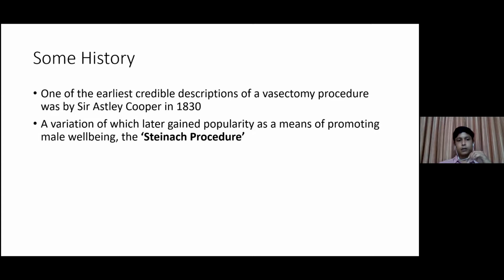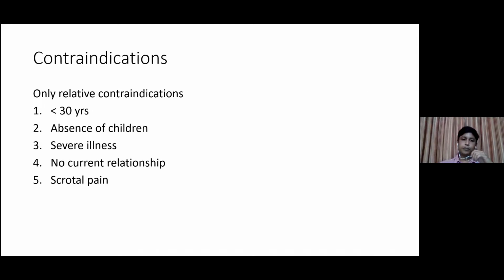I want to touch on some of the history. This surgery initially started around 1830 by Sir Ashley Cooper. Then it was modified and gained popularity as the Steinach procedure. There is no significant absolute contraindication for vasectomy, only some relative contraindications: age less than 30 years, absence of children, severe illness, no current relationship, and scrotal pain.